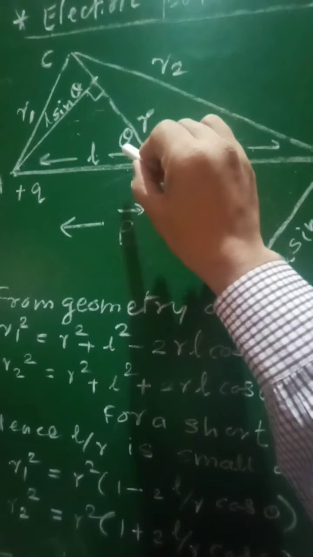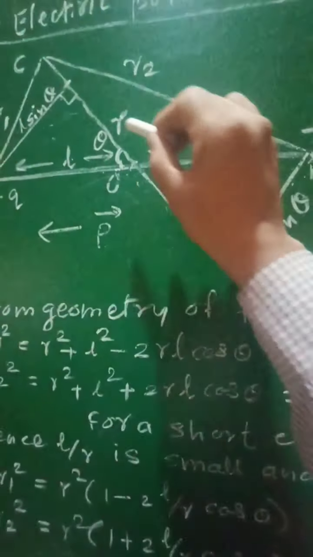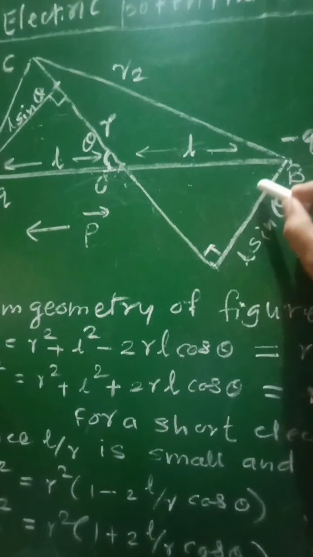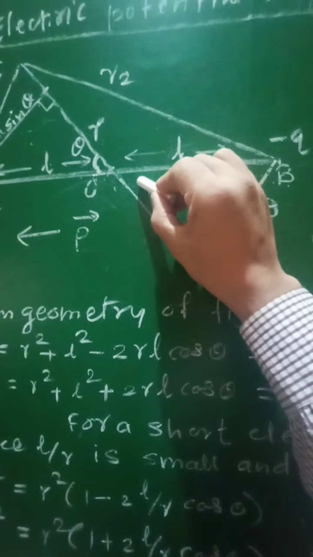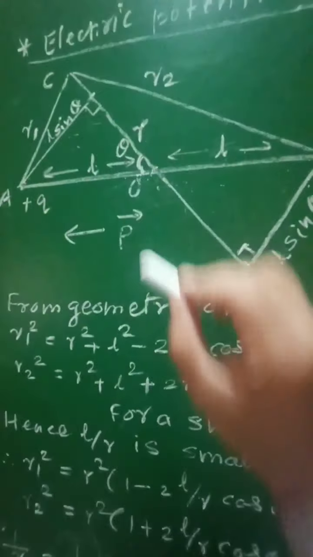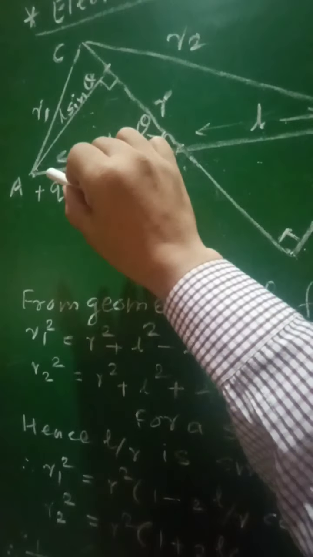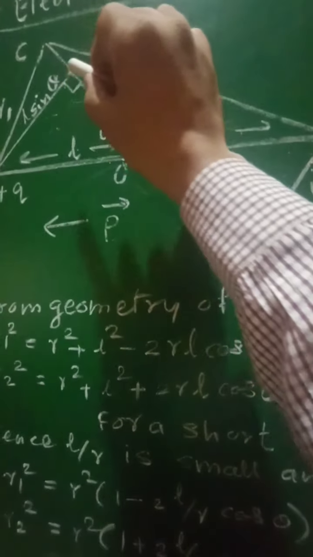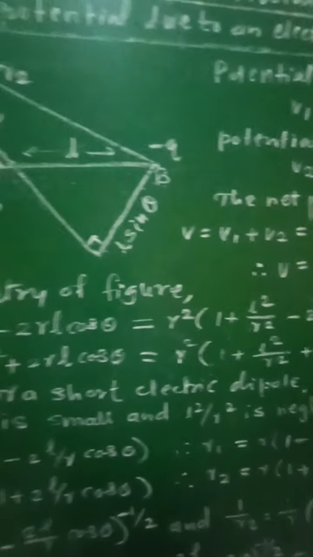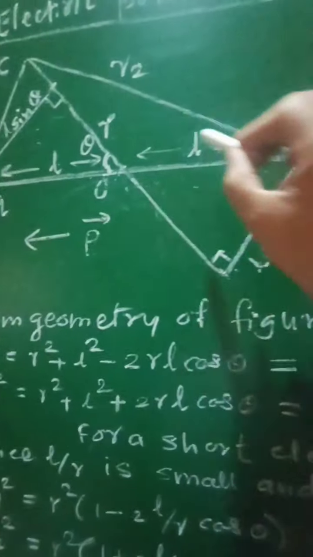Then as this angle is theta, this is the opposite side of this right angle triangle for that angle theta. Similarly, this will be the opposite side to this angle theta, and that's why the lengths of these two sides are equal to L sin theta. Then r1 is the distance of point C from point A, and r2 is the distance of point C from point B. Then the electric potential at point C will be due to plus q charge as well as minus q charge.